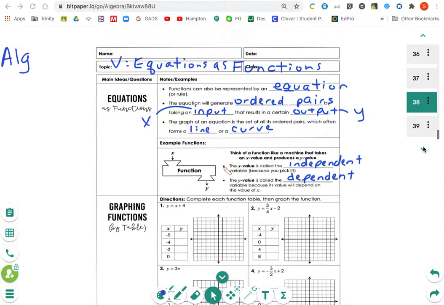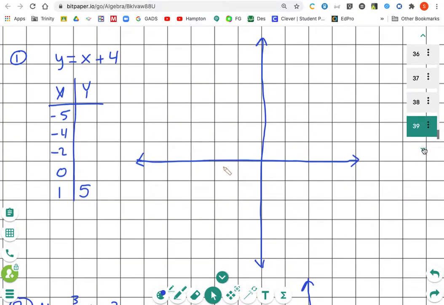All right, so let's take a look at number 1. We have our equation y equals x plus 4. We have our table. Remember that our x is our input and our y is our output. What we're going to do is generate 5 ordered pairs for the line. On your calculator or with mental math, whichever you choose, you're going to put -5 in for x. So -5 plus 4 is going to give you -1.